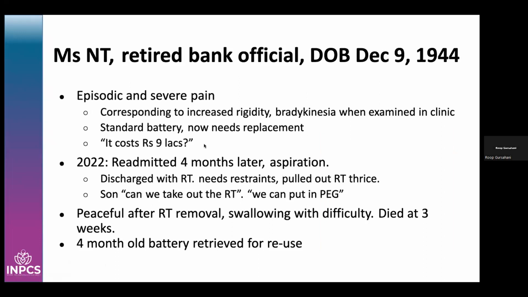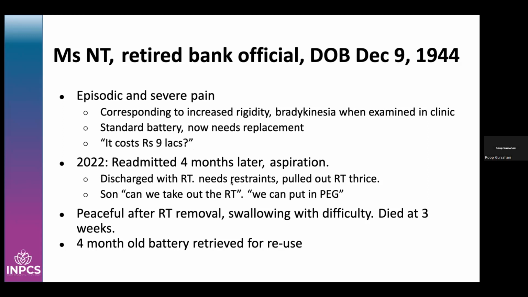But as it happened, they were still making up their mind when she actually came back, and we finally did put in a new battery. This was at about 2 or 3 months. And a little while after that, just after the battery was placed, she actually came back with aspiration. And this time she needed to be discharged with the Ryles tube.